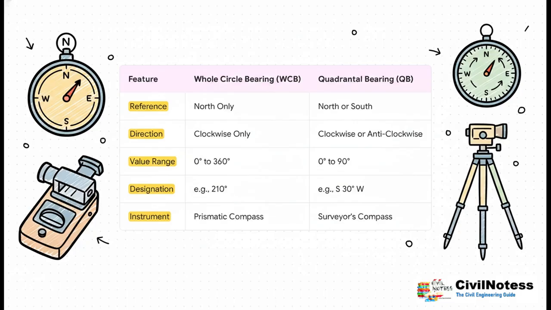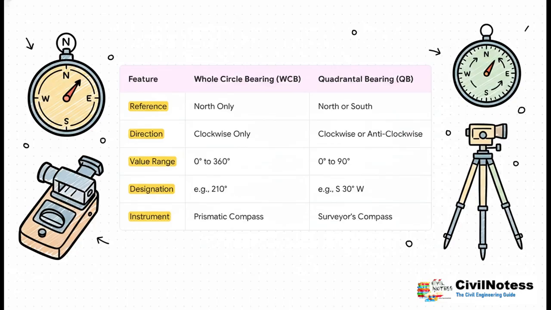First up, we have the whole circle bearing system, or WCB. It's simple and consistent. The rules are you always start from north and you always measure in a clockwise direction. That's it. So your angle can be anything from 0 all the way around to 360 degrees.